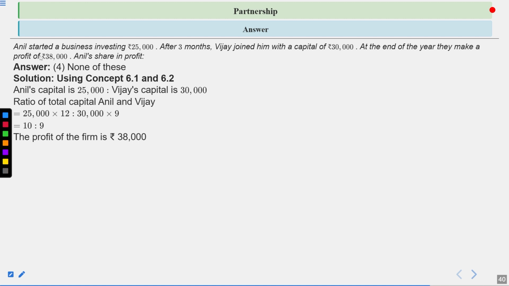The total profit earned by the firm is 38,000. So Anil's share in profit will become 10 out of 19. Total profit will become 10 plus 9, 19, multiplied by 38,000 rupees. So we get Anil's profit share, which is 20,000 rupees. So that's why the fourth one is the correct answer of this question. Next one.